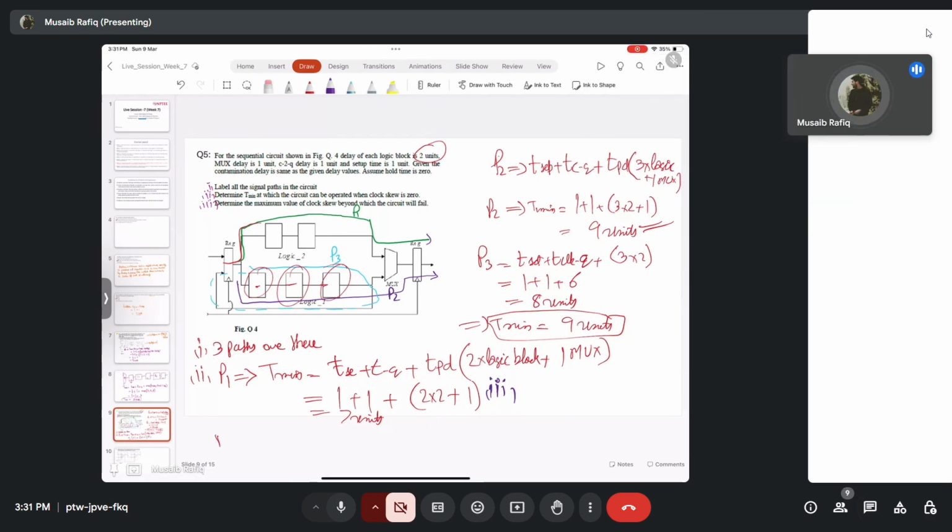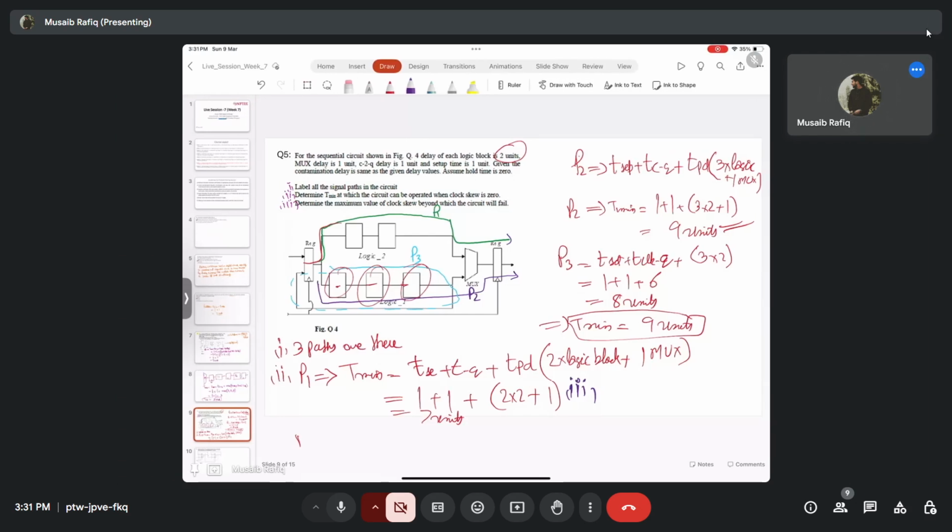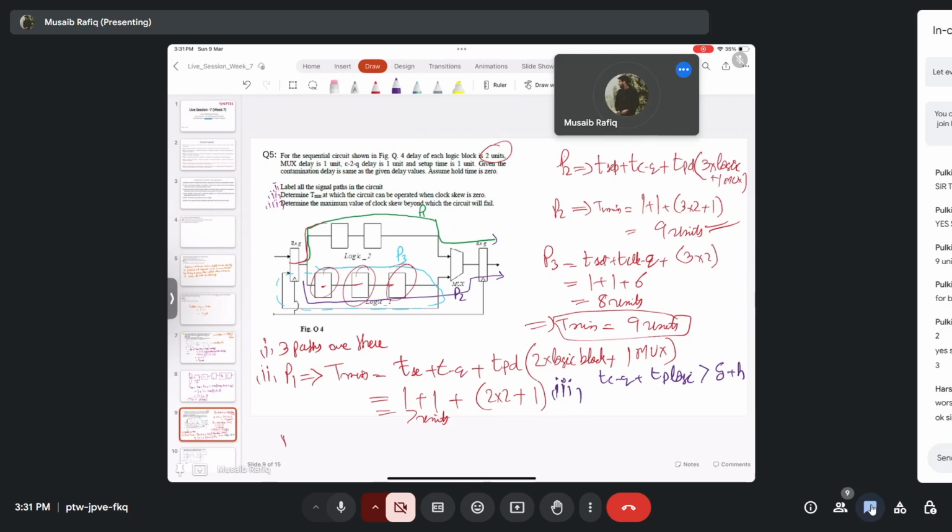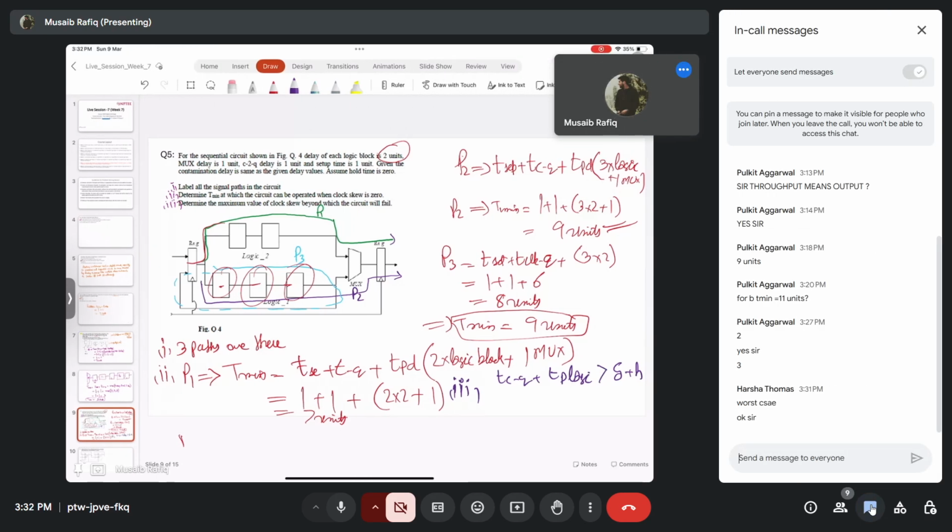So let me show the condition. The condition for that is T clock to Q plus T propagation delay of logic should be greater than or equal to delta plus hold time. I think, have you guys seen this condition, where h is your hold time? But in our case h is 0. So that implies delta should be less than or equal to clock to Q, which is 1 unit, plus TPD of logic for the faster path.